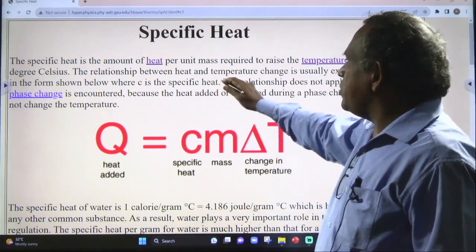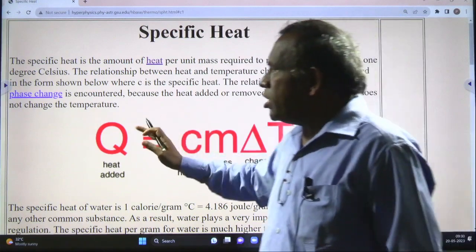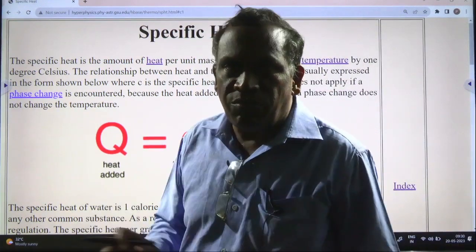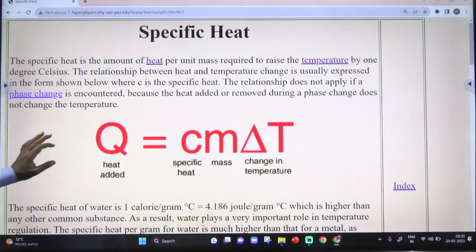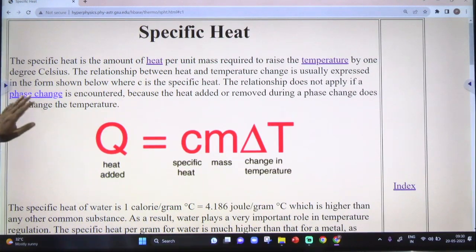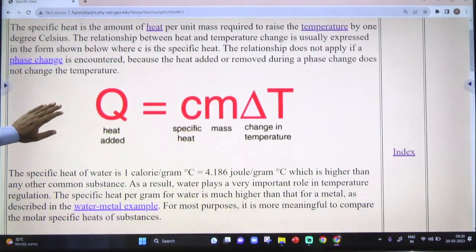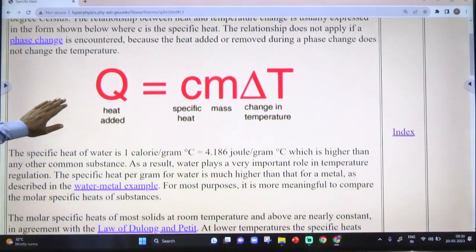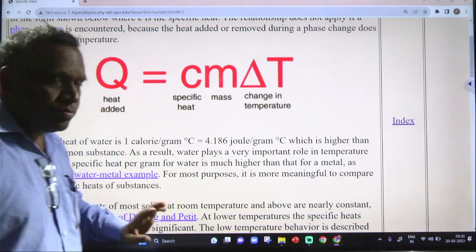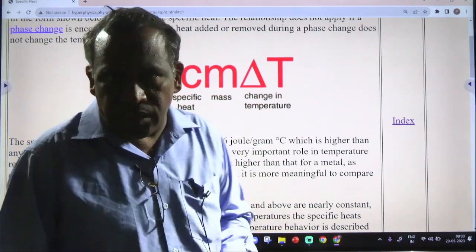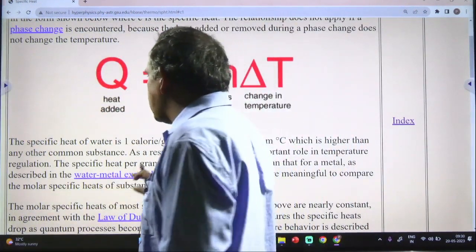So the relation between heat and temperature change usually holds, but the relation does not apply if a phase change is encountered. What is that phase change? We'll see. Because the heat added or removed during a phase change does not change the temperature. What is the meaning of this statement?